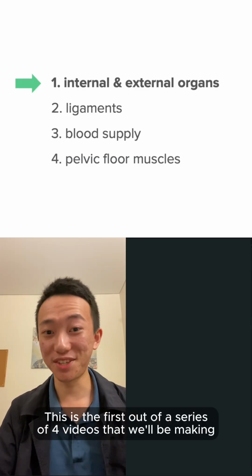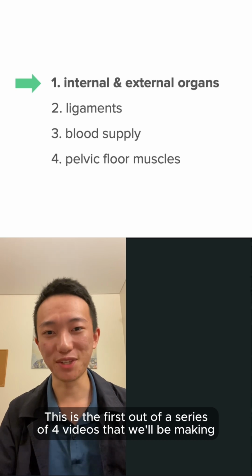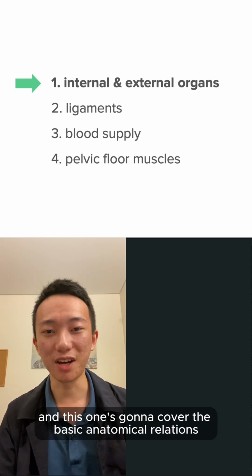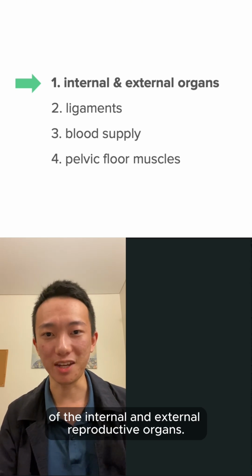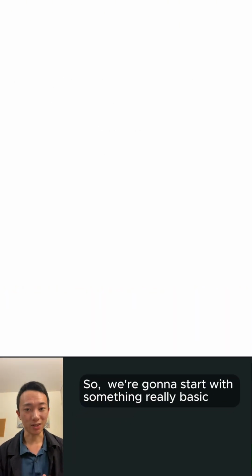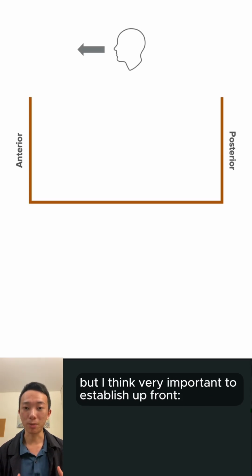Welcome everybody. This is the first out of a series of 4 videos that we'll be making on the anatomy of the female reproductive system. And this one's going to cover the basic anatomical relations of the internal and external reproductive organs. So we're going to start with something really basic, but I think very important to establish up front.